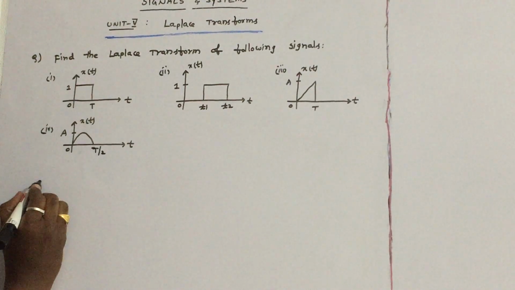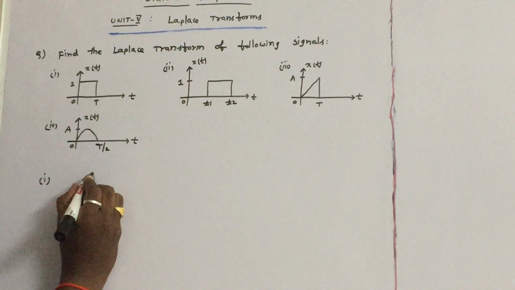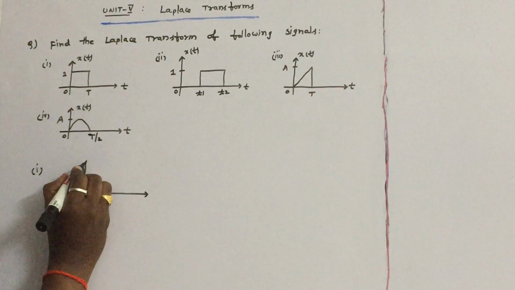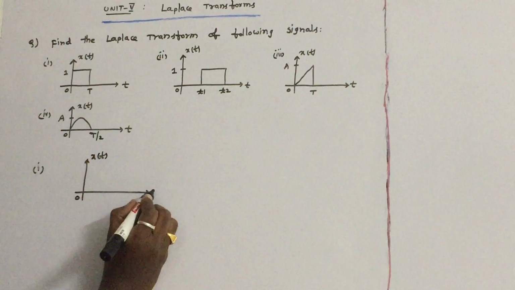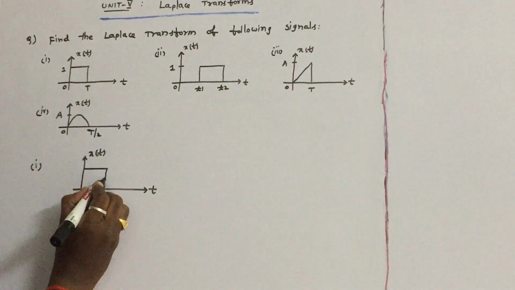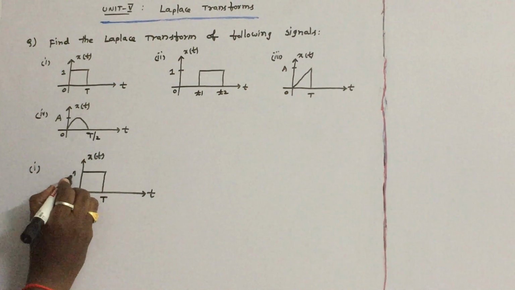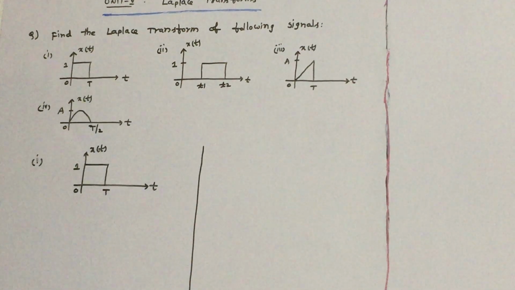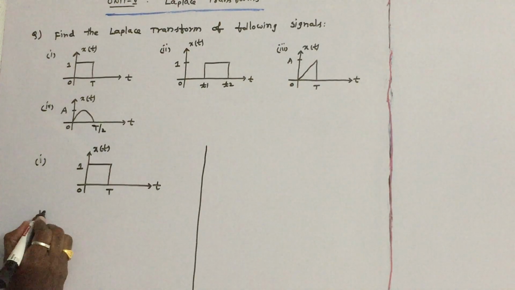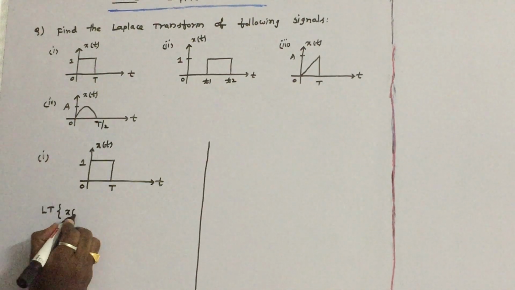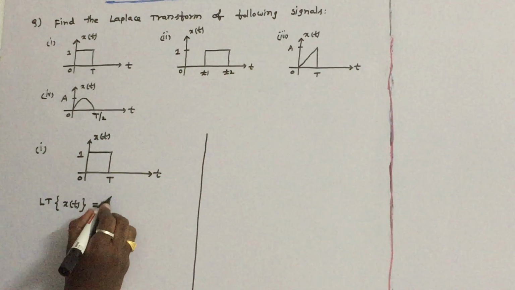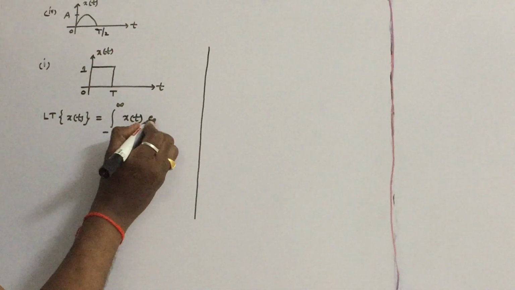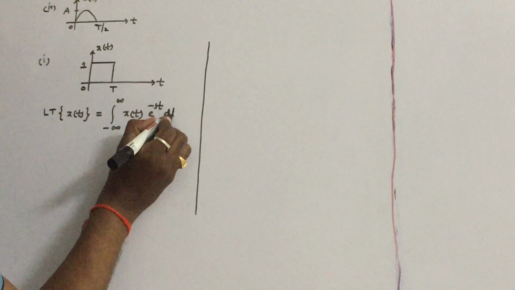So the first one, what is given? A pulse is given of width T and amplitude 1. So let us write the definition of bilateral Laplace transform. The Laplace transform of x of t is equal to integral minus infinity to infinity x of t into e power minus st into dt.